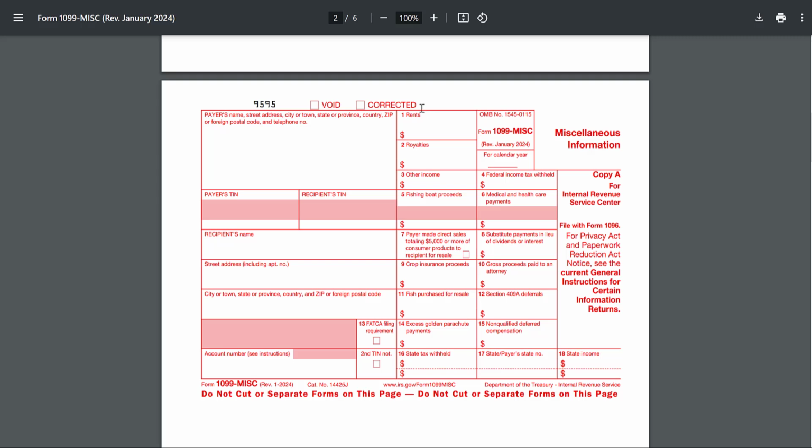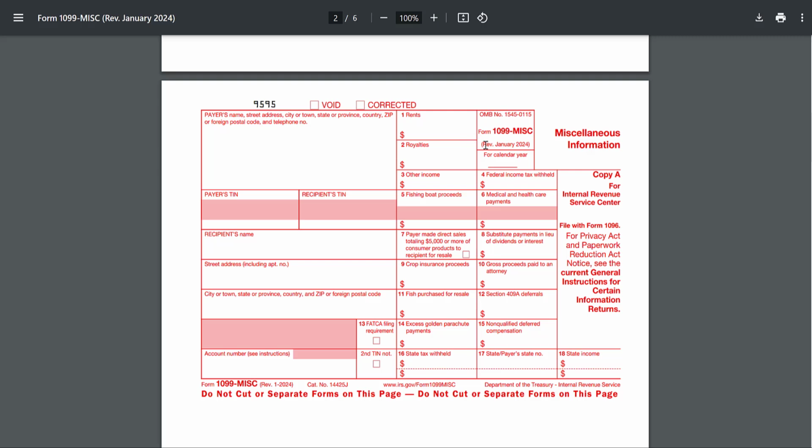Okay, box 1 is for rent. So this is probably the most common item that you guys are reporting here if you're watching this video. Rent goes in box 1, okay? You're also gonna put calendar year over here, so 2024, if we're talking about the 2024 filing season, which is gonna take place in 2025.